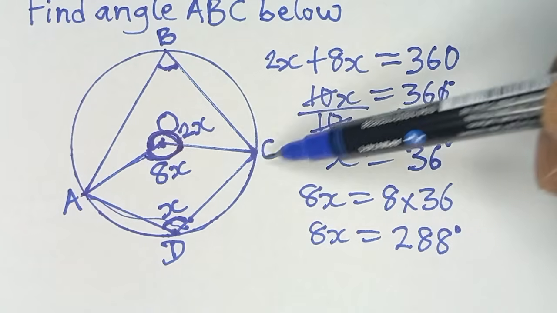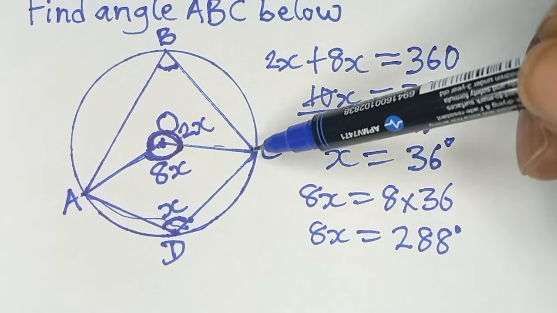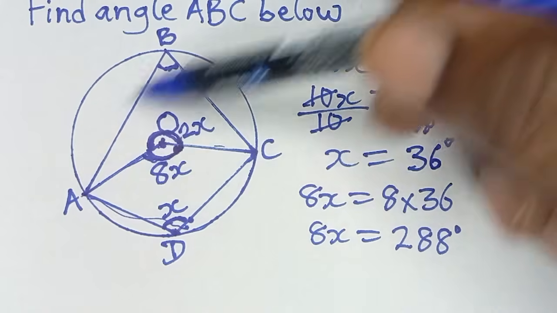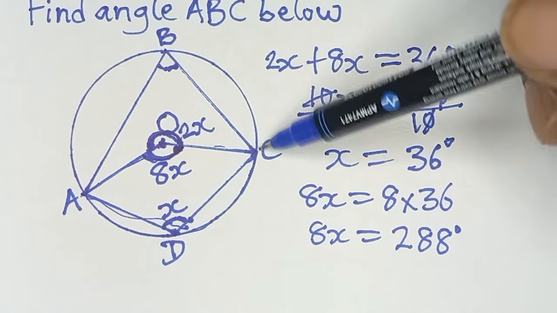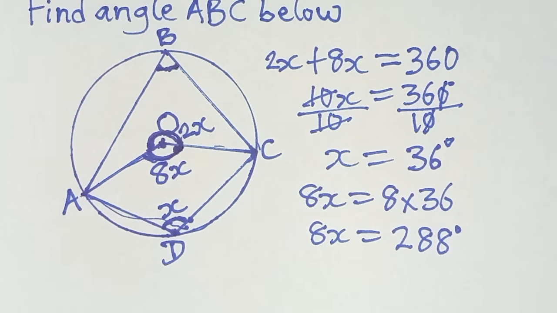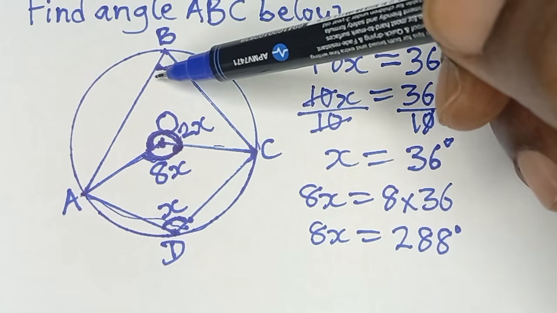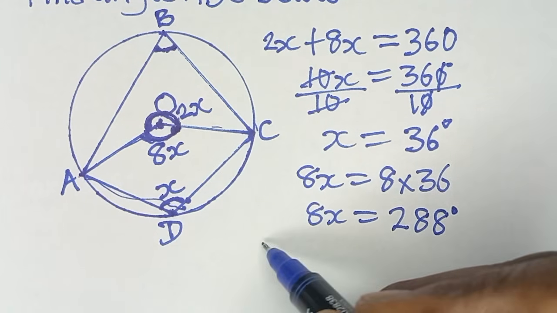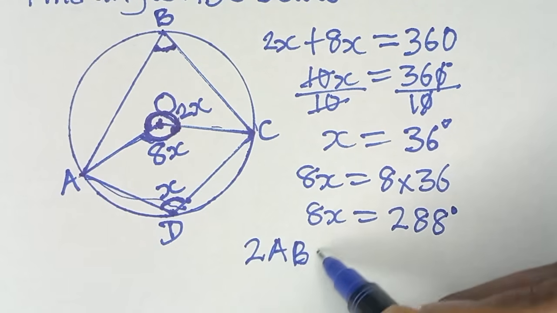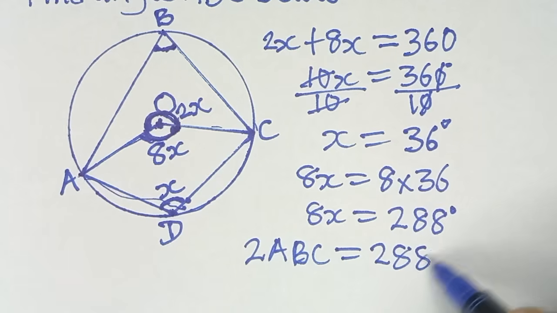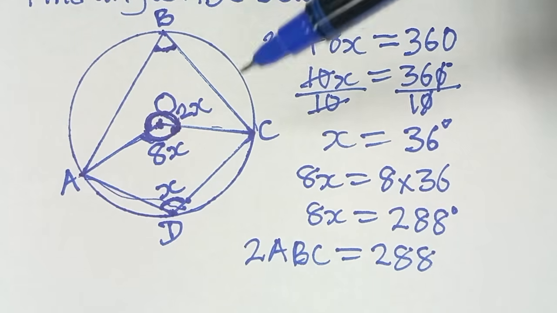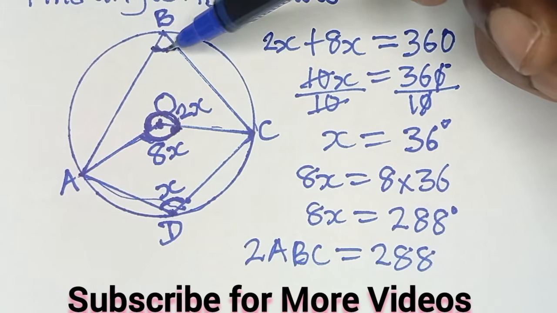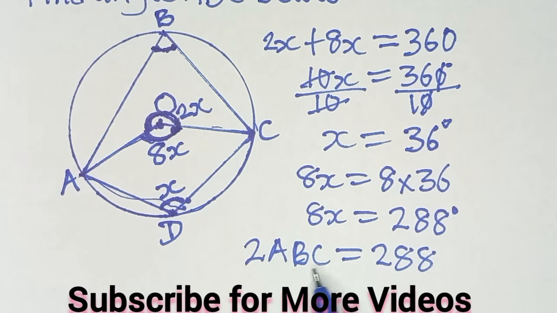Then now, this angle at the circumference here is owned by this angle at the center. Take note of this. So I have AO and CO coming to this center to form this 8x, and I have AB from the same A and C, CB to form this angle at the circumference. So the theorem says that angle at the center is twice that at the circumference, so I can simply write it as 2ABC is equal to 288. Angle at the center is equal to twice that at the circumference, and that at the circumference is angle ABC that we're looking for.